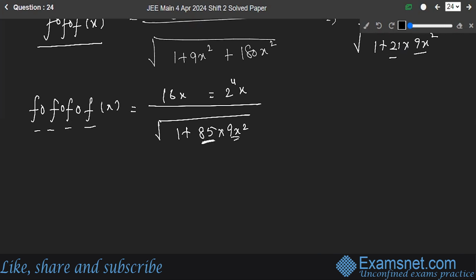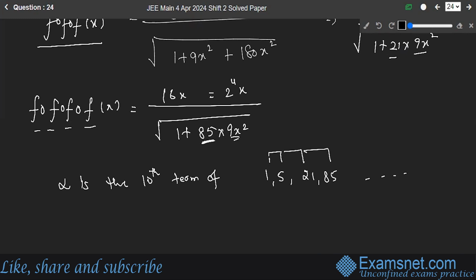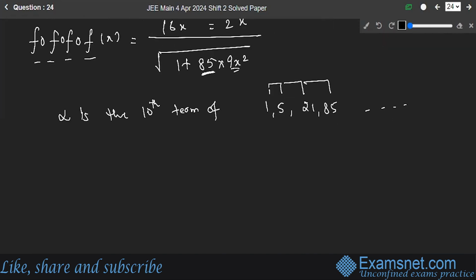So seeing this, alpha is the 10th term of this series. First was 1, then was 5, then was 21, then was 85, and so on. So alpha is the 10th term. General term, if I see, this is 1, 5, this is 21, this is 85. So this is an AGP series, Arithmetic Geometric Progression series, AGP series.